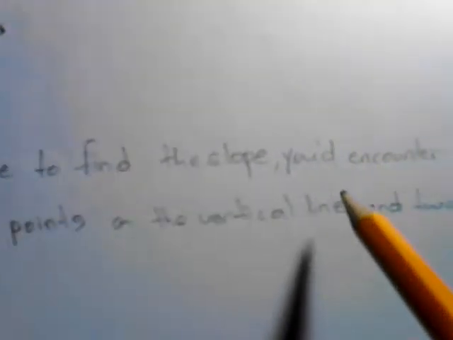Now, if you were to find the slope, you would encounter a problem. There are 2 points on the vertical line and 2 points on the horizontal line. This is the thing: when you are going to find the slope, there can be only 1 value being used for both the vertical and horizontal line. So how do we deal with this problem? Oh, I don't have a question sign there. Okay, all right, let's go.